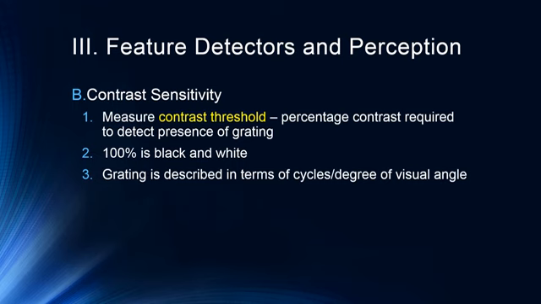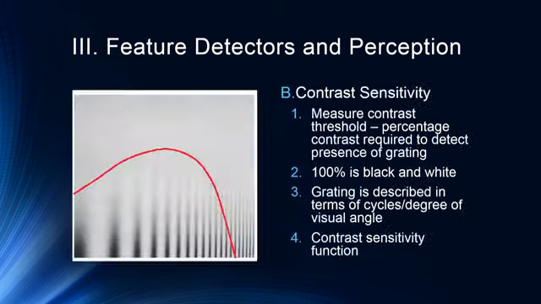The grating is described in terms of what's called cycles per degree of visual angle, so the number of times a cycle repeats in a spatial frame. A high number of cycles per degree of visual angle is a lot of lines in a short space, whereas, say, one cycle per degree of visual angle is a wide grating. So we can then look at what's called the contrast sensitivity function. It looks something like this.